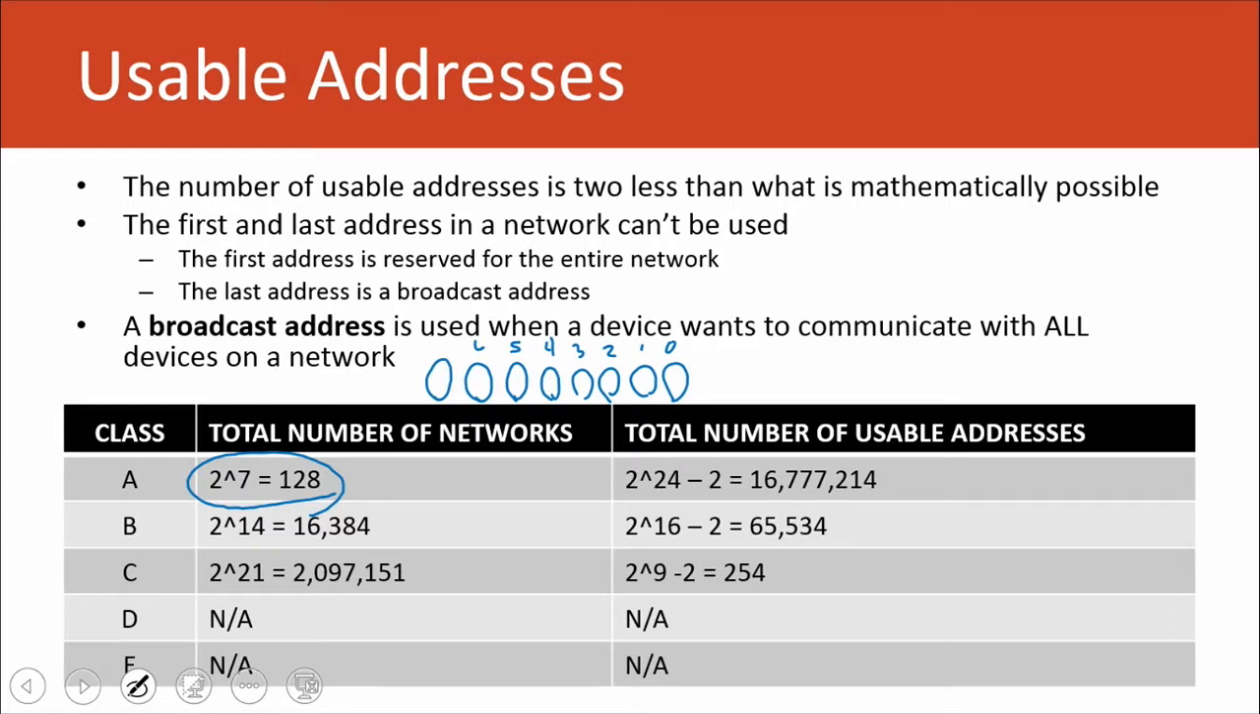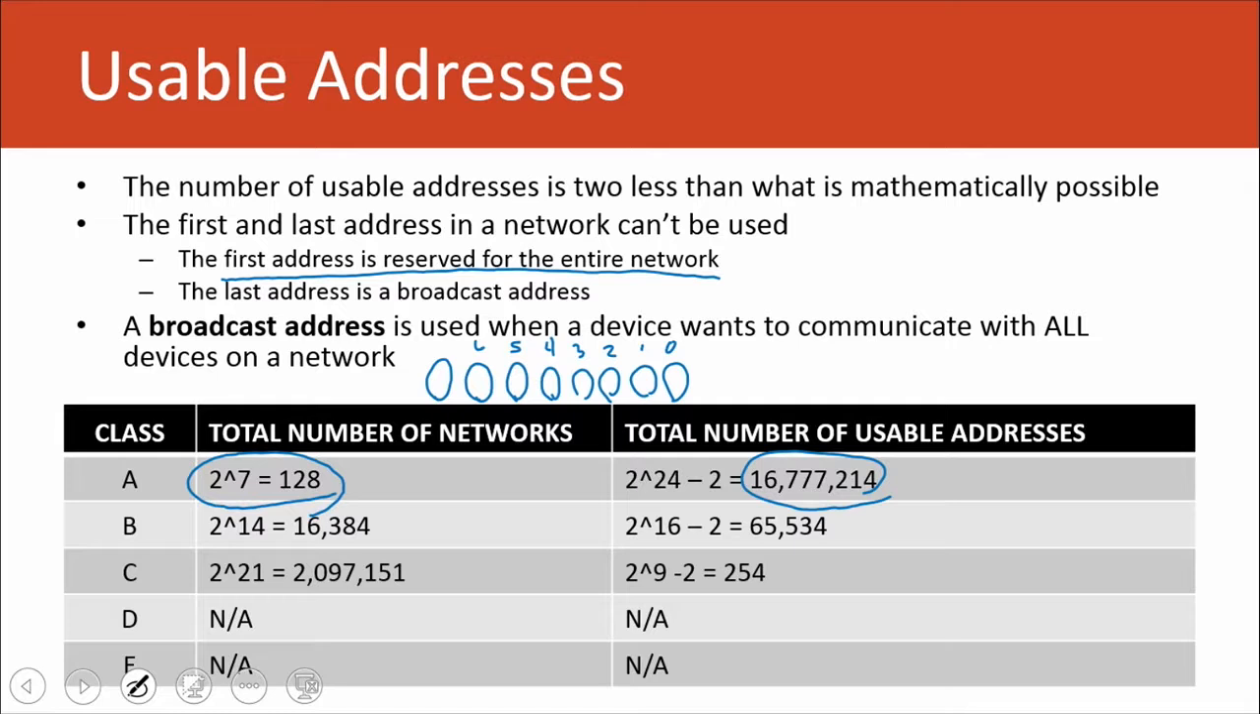So going back to what we were saying, the total number of available network addresses is 128 in a Class A network. The total number of usable host addresses, however, is 16,777,214. There are actually 2 more addresses that are available, but they're not usable because the first address is reserved for the entire network. So that becomes the network address, right?